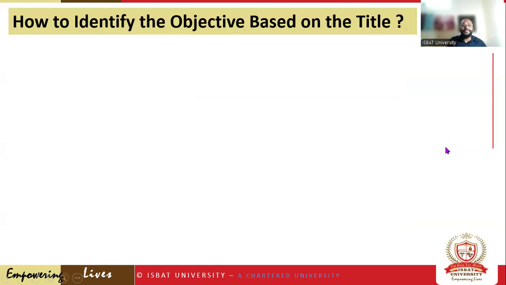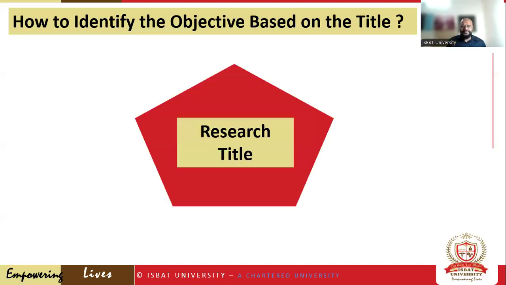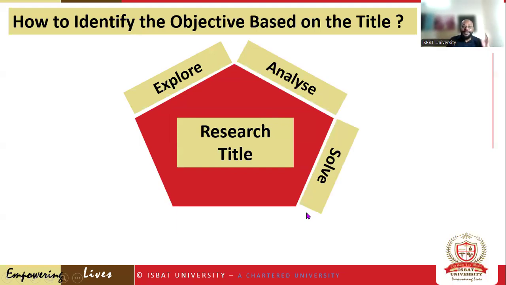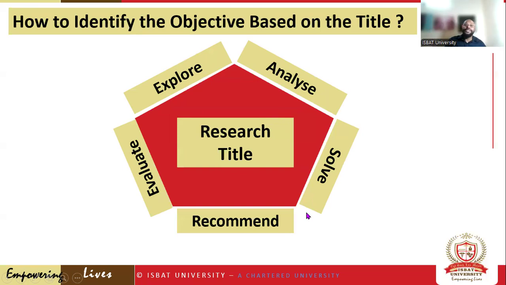So if you look at your research, you are telling how to identify the objectives based on the title. Now, when you do your research, through your research process, you frame up your title, you set your aims, and you set your objectives of research. But setting the objectives of the research in a better way is very, very important for an effective research. So you take your research title and look at it from the dimensions of objectives, whether your research is to explore, analyze, solve, recommend, or evaluate, or a togetherness of all. So this is how we have to work on your research.